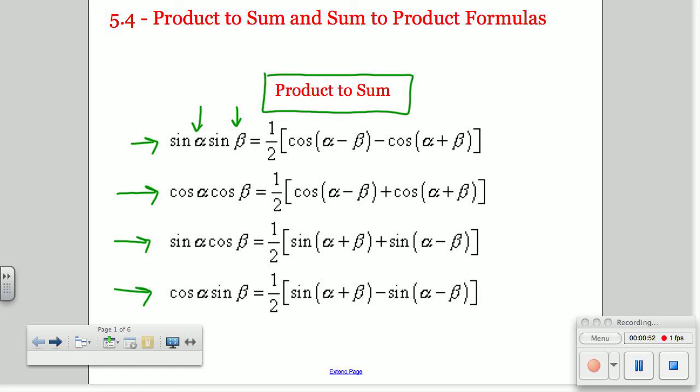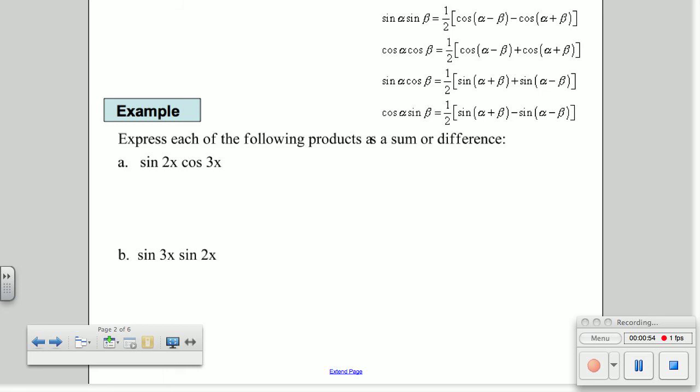So let's go ahead first and look at some examples just to help us use these formulas. So example 1, express each of the following products as a sum or a difference. So basically just rewrite this using the formula. Now I'm going to start by looking at what I have. Right now I have sine of 2x. 2x is like an alpha. Cosine 3x. It's a different angle, so we'll call it beta. So I have sine of alpha times cosine of beta.